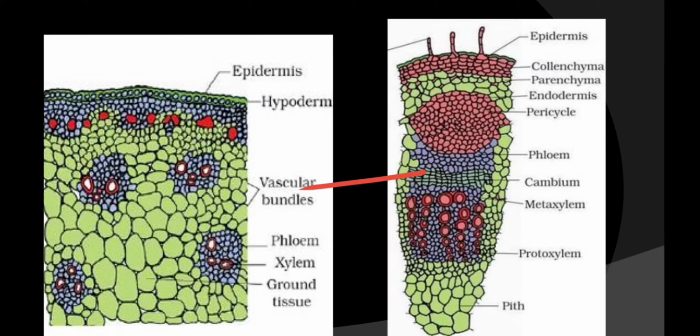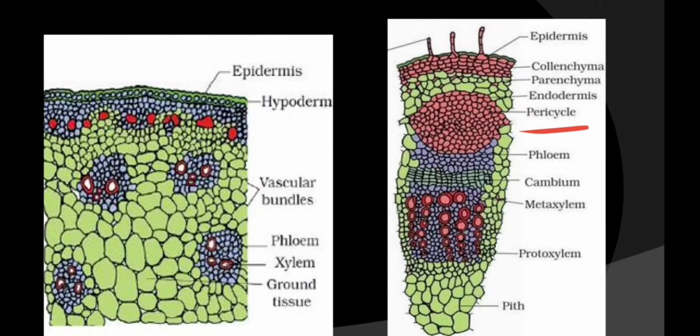And what are the regions inside the endodermis? There is a pericycle, there are vascular bundles, and there is a pith. So whatever is there inside the endodermis constitutes the stele. Right, now after the endodermis there is a pericycle layer.